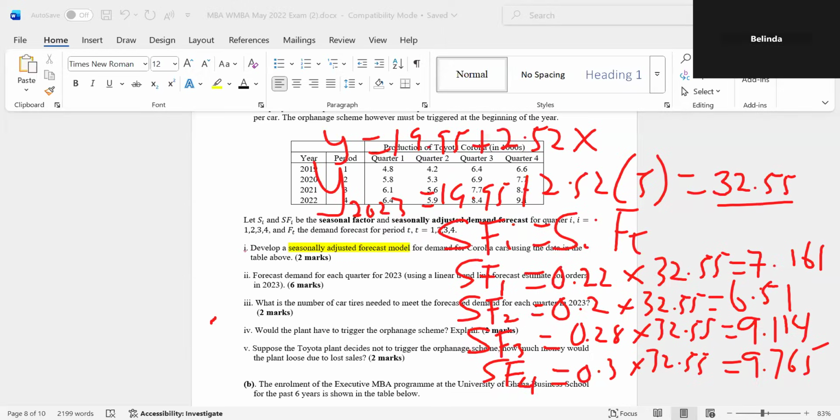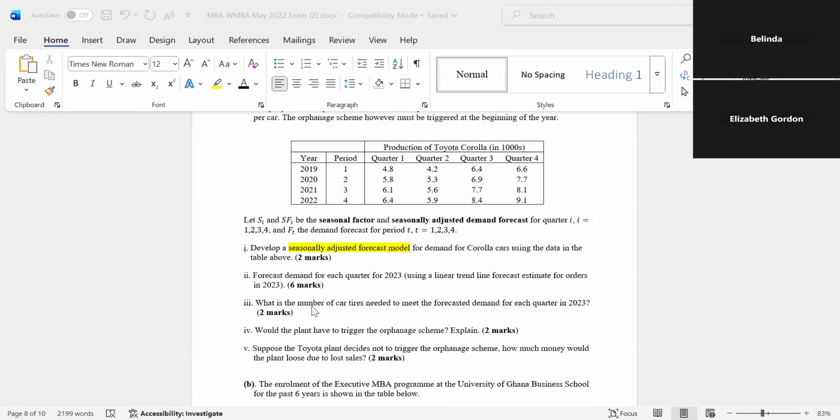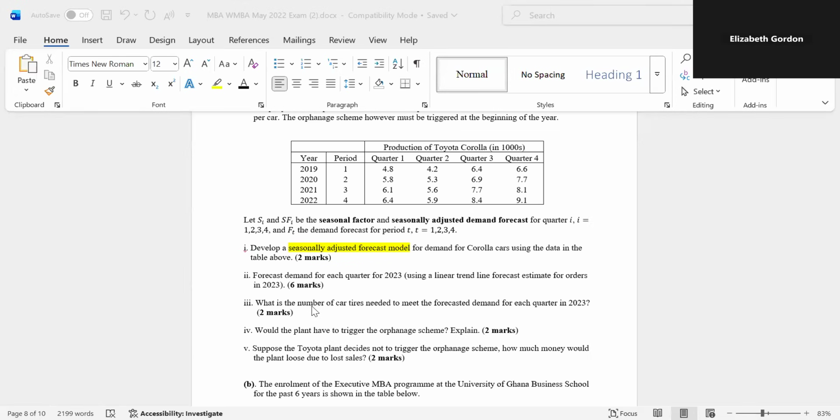So that is how you address this seasonally adjusted forecast question. Yes, Belinda. Please, why are we using that of year 2023? Because look at the question. The question says forecast demand for each quarter for 2023 using trend line, forecast estimate for orders in 2023. Okay. Thank you. You should have the question in front of you. Don't only look at my screen.